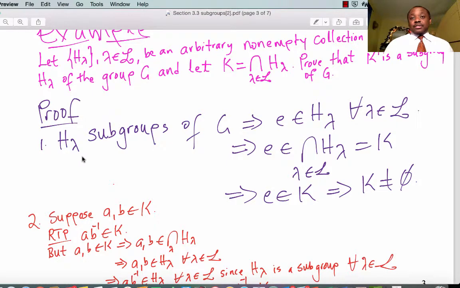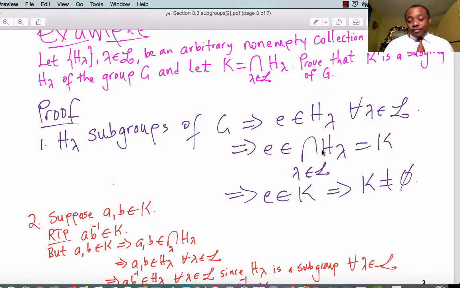Since the H lambdas are subgroups of G, that means E is an element in H lambda for every lambda in the indexing set L. Remember, I told you this at the very beginning of this lecture. Since G is a group, G has an identity element E. Each of the subgroups H lambda of G would also have this same identity element E. So E is an element in H lambda for every lambda in L. In other words, the intersection of all the H lambdas would have at least one element, E.